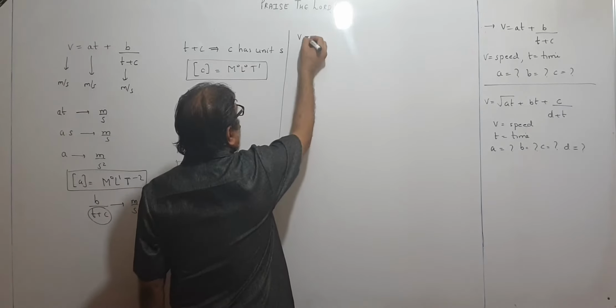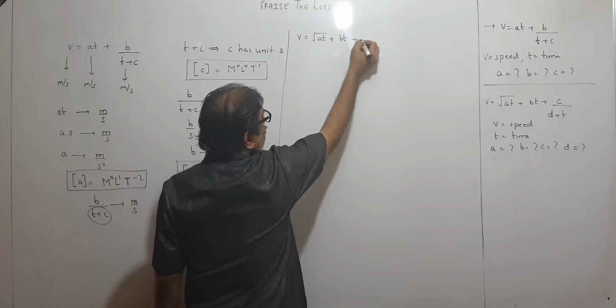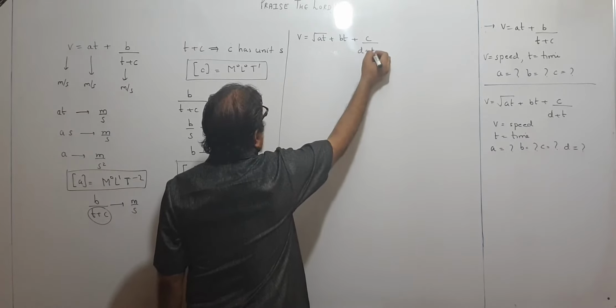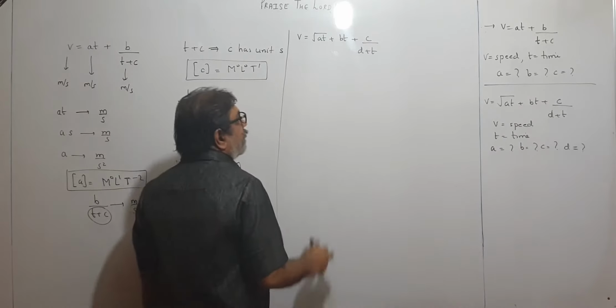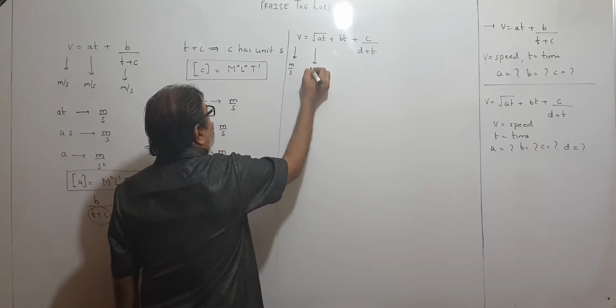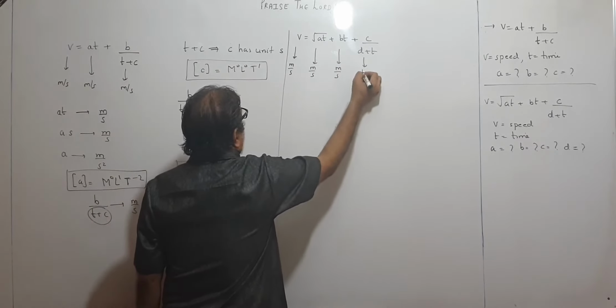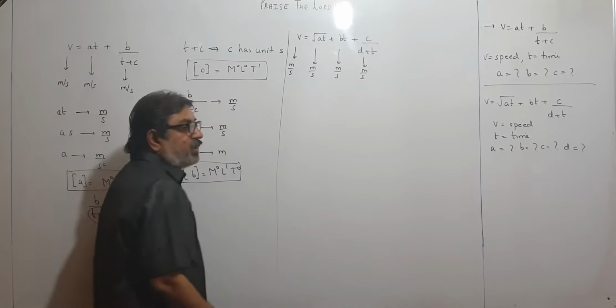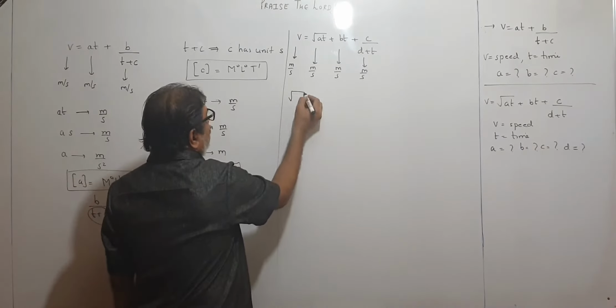Let us look at V equal to root of AT plus C upon D plus T. It is told to me again that V is speed and T is time. So that means this should be meter per second. This should be meter upon second. This should be meter upon second, and this should be meter upon second. Very clear by the principle of homogeneity.